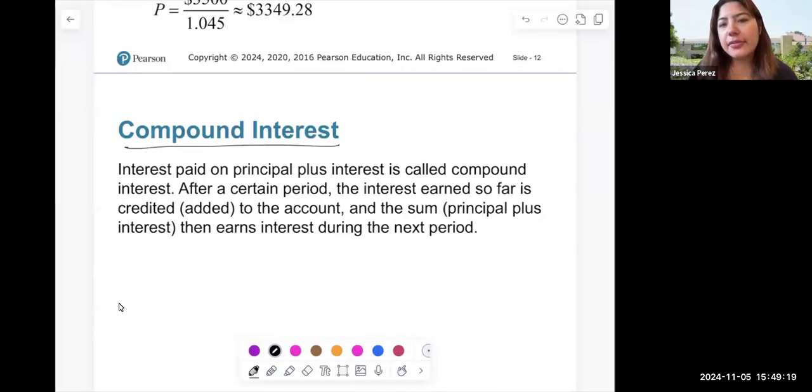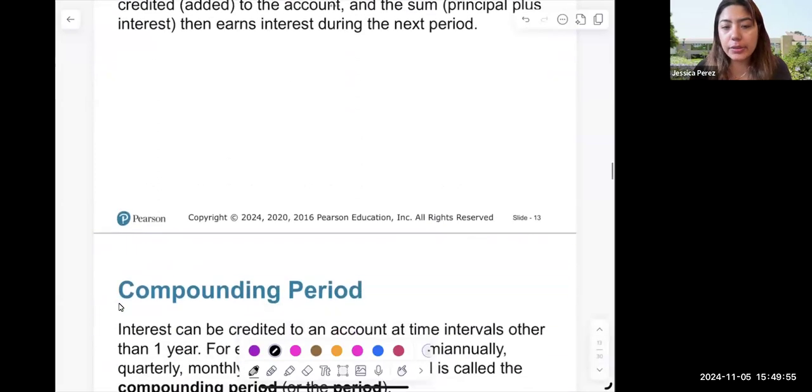Alrighty, so we left off talking about compound interest, which is the interest paid on the principal plus the interest that you have earned previously. After a certain period of time, the interest earned so far is credited, or added, to the account. And the sum of the principal plus the interest earned is used during the next period. So in compound interest, it could be monthly, annually, quarterly. It could be added on at a different compound.